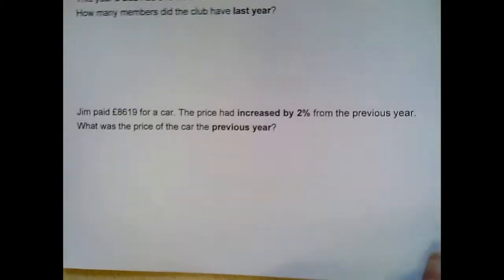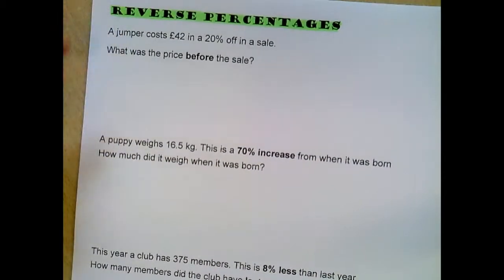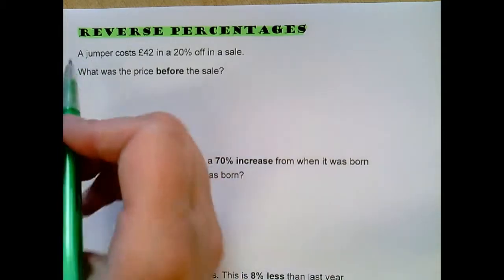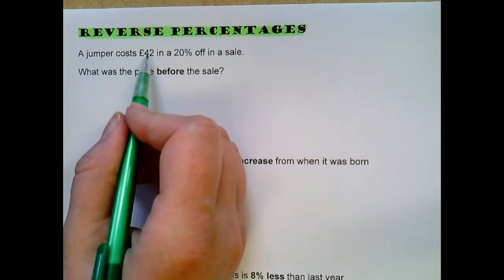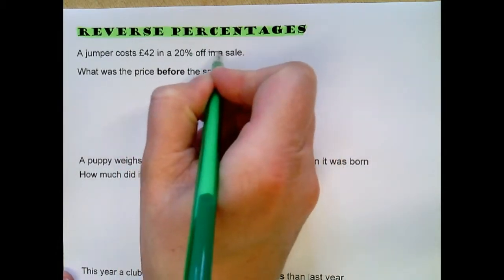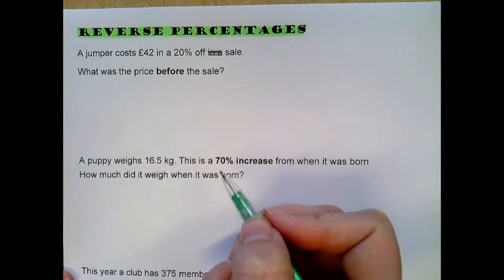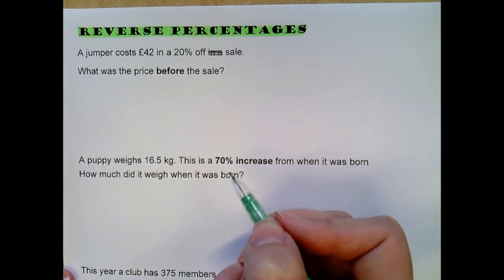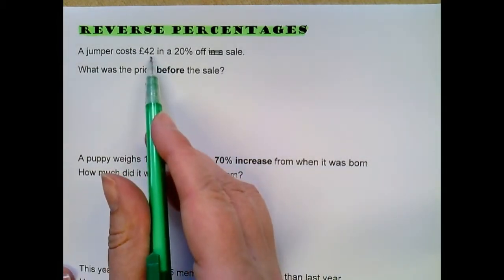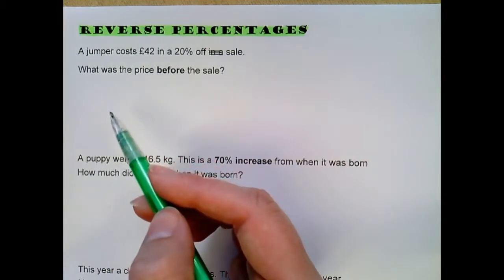Okay, the next bit of percentages I want to look at, I just call it reverse percentages, because you are being given the answer and you're wanting to go in reverse to find out what the question was. So a jumper costs £42 in a 20% off sale. What was the price before the sale? I call it reverse percentages because the sale has already happened. This is the price with the 20% off, and you're wanting to go back and work out what it was before the sale.